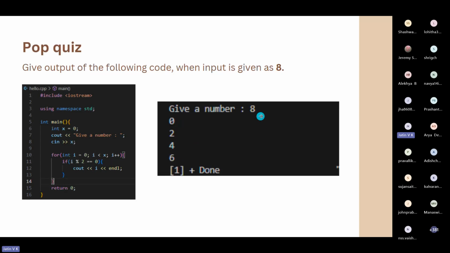And why 8 won't come is because, let's say x is 8. Now, when i is equal to 8, this condition will be 8 less than 8, which is false. So when i becomes 8, the for loop stops executing and the program ends. Return 0 is where the program ends. So yeah, good job for those who guessed it right.